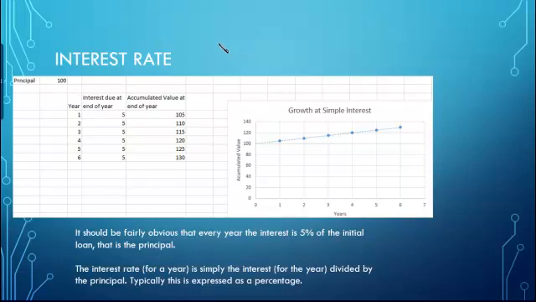Calculating the interest rate per year, let's use this symbol for the annual interest rate. We simply divide the interest for that year, in this case it's $5, by the principal, and that gives us the interest rate, the annual interest rate, which typically is expressed as a percentage. So we would simply say then it's in this case 5%.